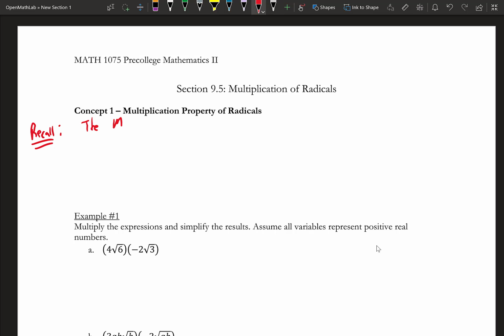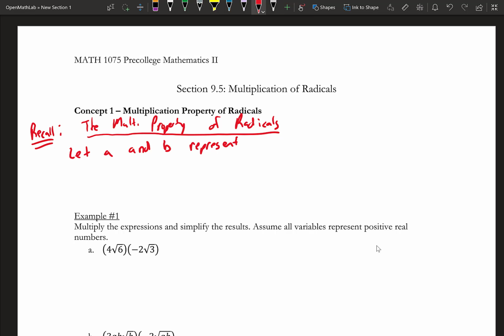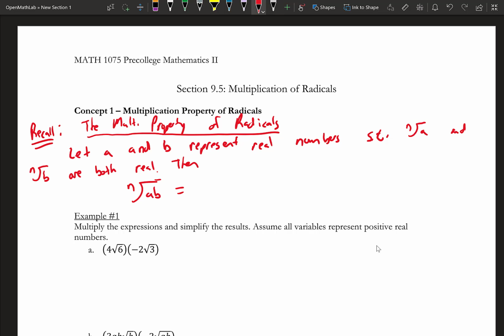So the multiplication property of radicals says the following: let A and B represent real numbers such that the nth root of A and the nth root of B are both real. Then the following is true. The nth root of AB is equal to the nth root of A times the nth root of B.